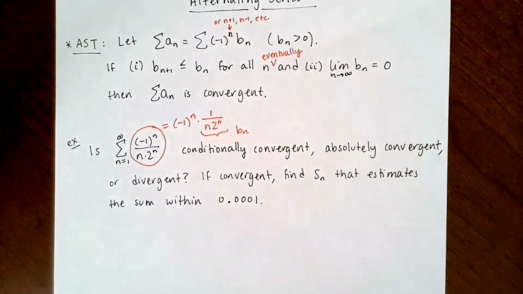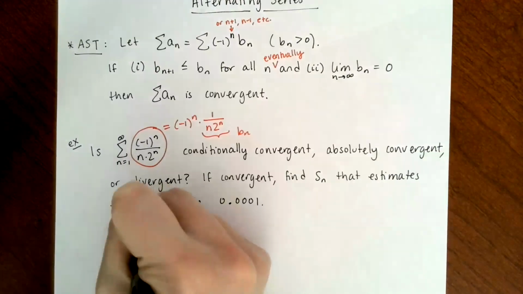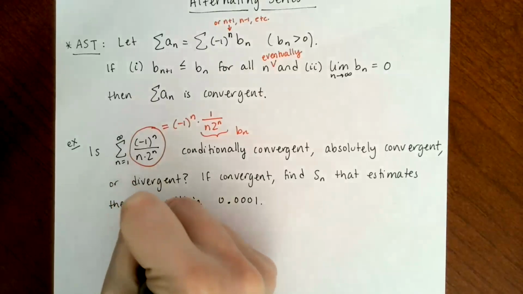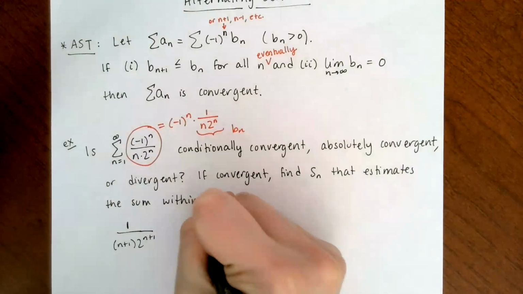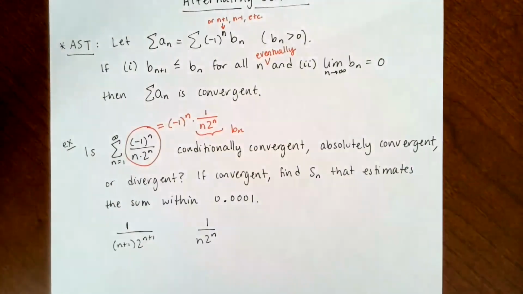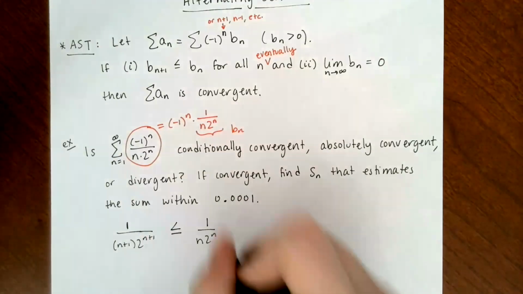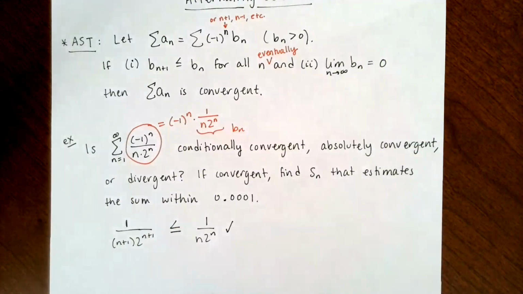We want to check that the terms are all less than or equal to the one before. So I'm going to write the n+1 term: 1 over (n+1)^(n+1), and compare it with the n term, 1 over n^n. This one clearly has the bigger denominator with the n+1 term. A bigger denominator is a smaller fraction, so the inequality goes this way. I've met the first condition for the alternating series test. This one happened to work out.